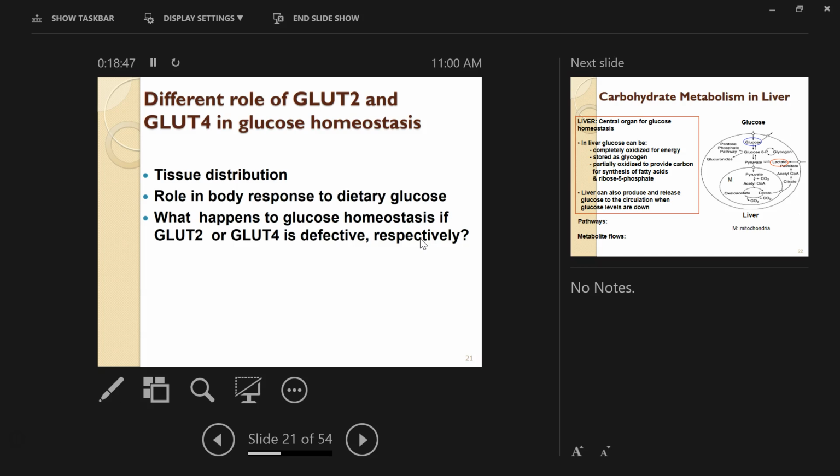All right. Can anybody volunteer to share your ideas of what happens to blood glucose level if the patient does not have enough GLUT2 expression? Anybody? Glucose will get too high, right? How? Can you explain a little bit?